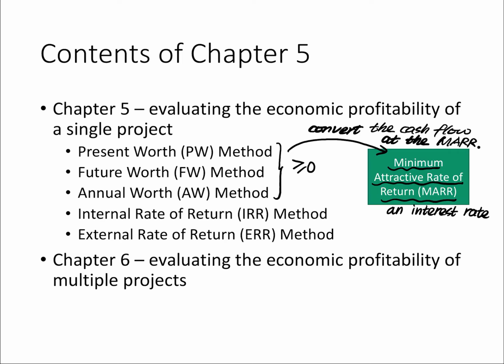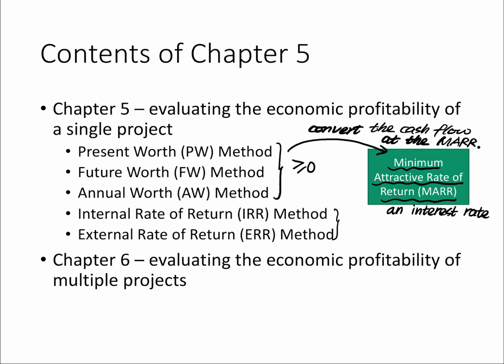Right, and then you will have your equivalent present value. You compare that with 0, and if it's bigger or equal to 0, then you say this is a good project. You accept that. If not, then you say you're gonna reject that project. Okay, same for the future worth method and annual worth method. You always compare that with 0.